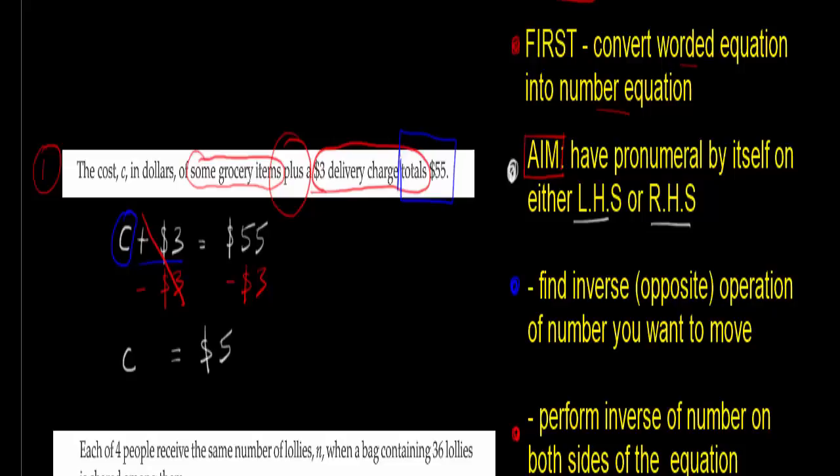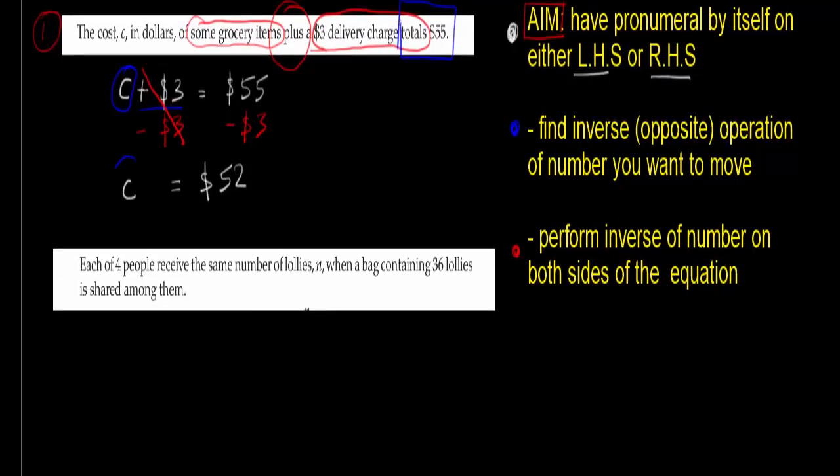So now, if we go back in terms of how we want to write this, what that means is we found the cost of the groceries. So the cost of the groceries is $52. And I can put that in words, right? So I can just write the cost of groceries is $52. Right? That's what we tried to find out, and now we have the answer to it.